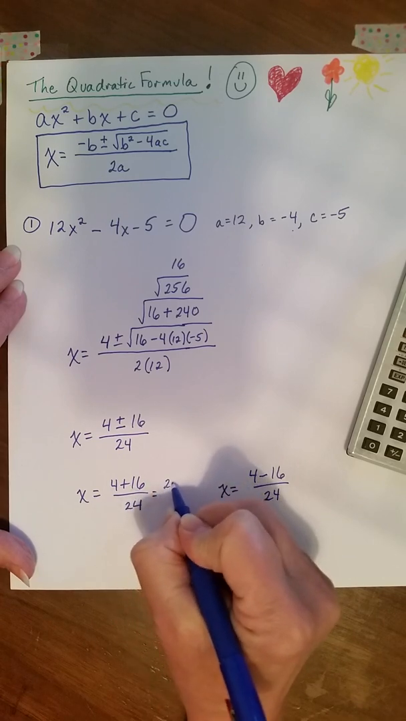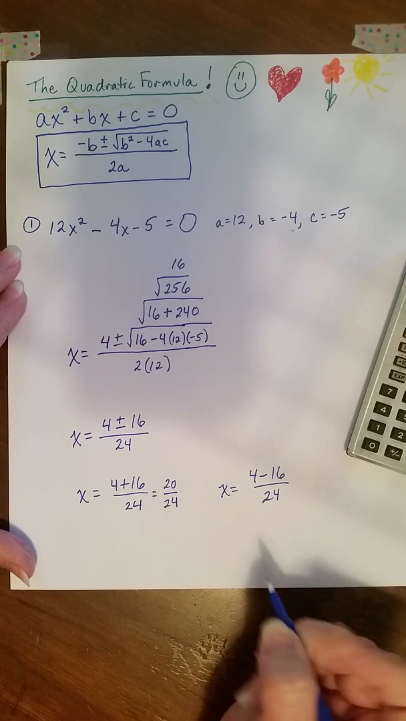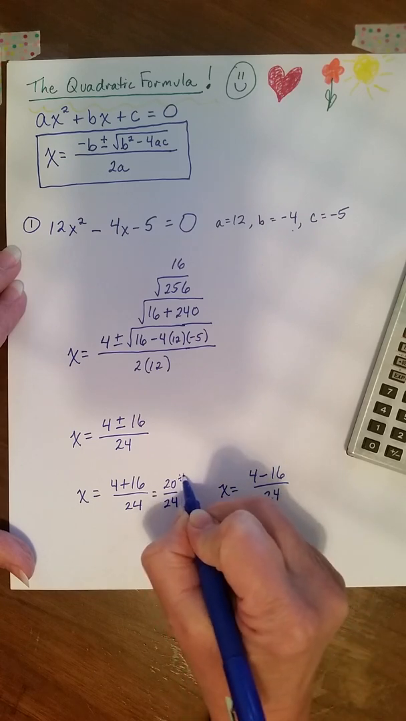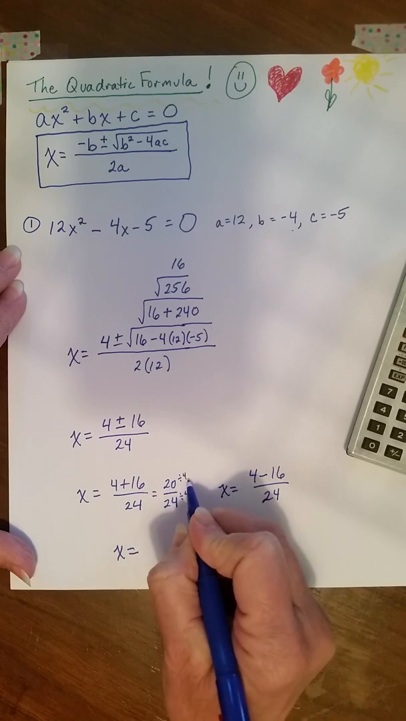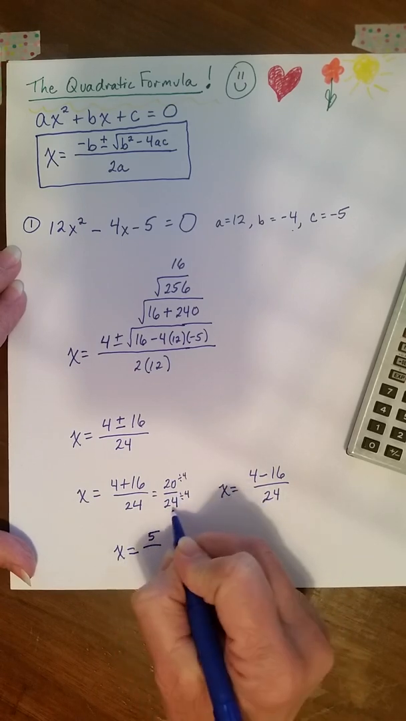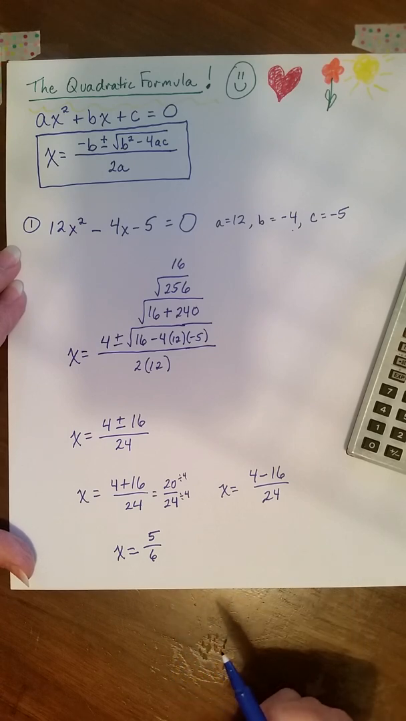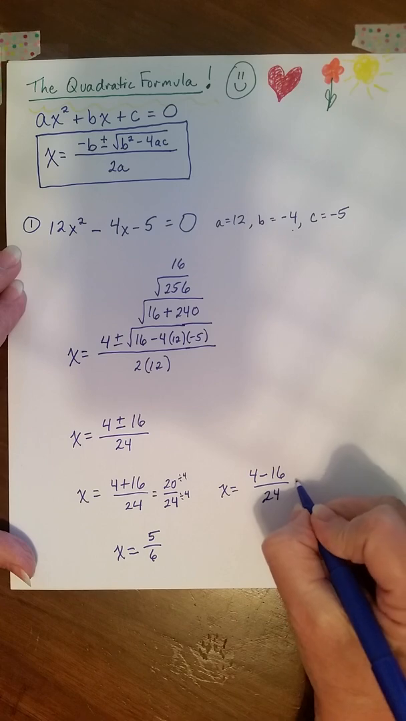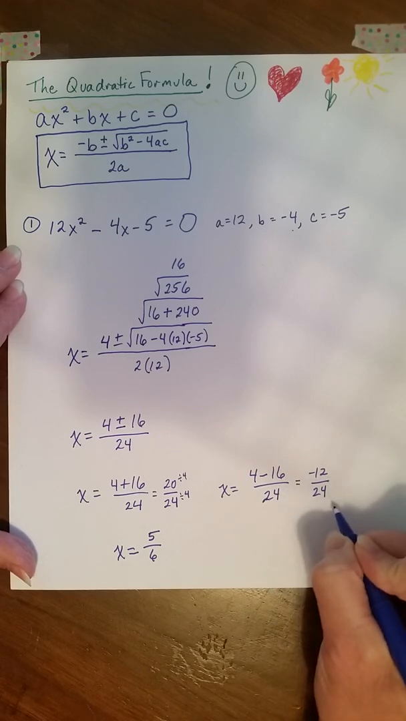4 plus 16 is 20, so I have 20 divided by 24. Well, 20 divided by 24, both top and bottom are divisible by 4. So that reduces to x equals 20 divided by 4 is 5, 24 divided by 4 is 6. So my first answer is 5 over 6. My next answer, 4 minus 16, is negative 12. So I have negative 12 over 24.